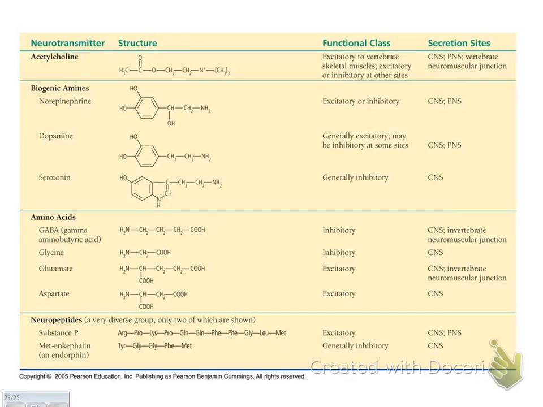Okay, amino acid. You want to know GABA for sure. That's an inhibitory. Acetylcholine and GABA are probably the 2 most common ones. Okay, GABA. You want to know that one? That's an inhibitory. Substance P. That's your pain release.